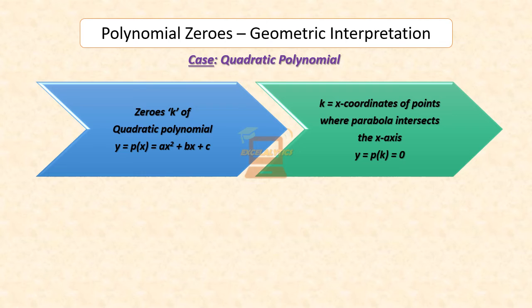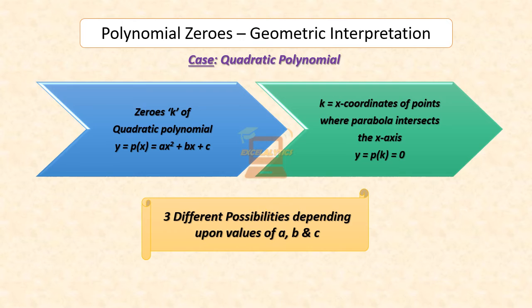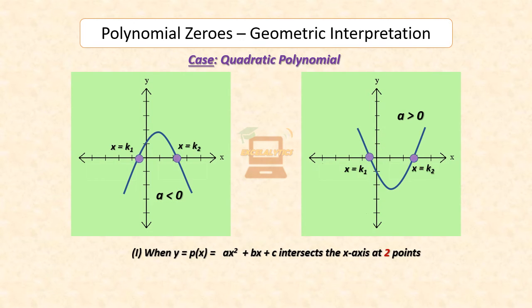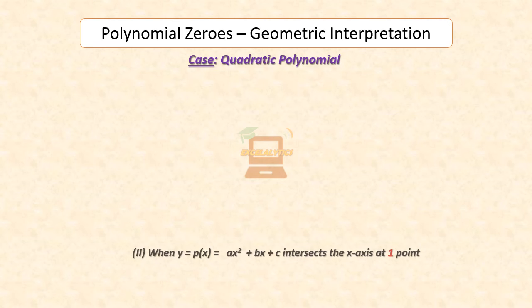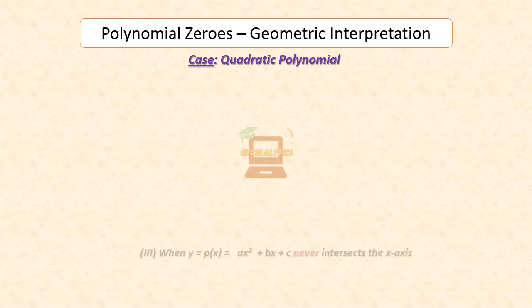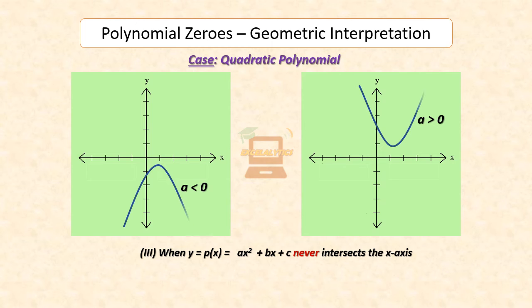intersects the x-axis. Now, depending upon the values of a, b and c, we can have 3 different cases. Firstly, the graph can cut the x-axis at 2 distinct points. Hence, there would be 2 zeros in this case. Secondly, the graph can cut the x-axis at only 1 point. So, there is only 1 zero in this case. And lastly, the graph does not cut the x-axis at all.